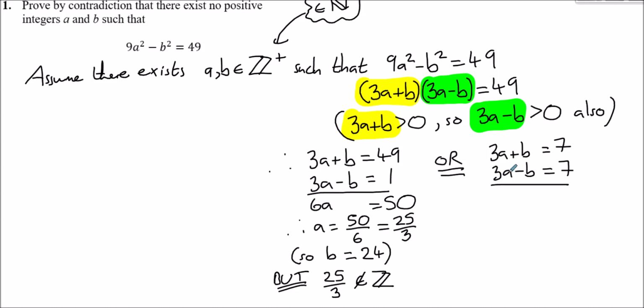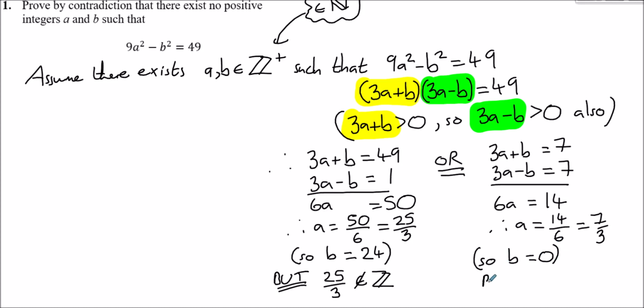If we look here, add these two together, we get 6a equals 14. Therefore a will be 14 over 6, which gives us 7 thirds. So b, if I sub this a into this bottom equation, 3a would be 3 times 7 thirds, which gives 7. 7 take away b is 7, so b would have to be equal to 0.